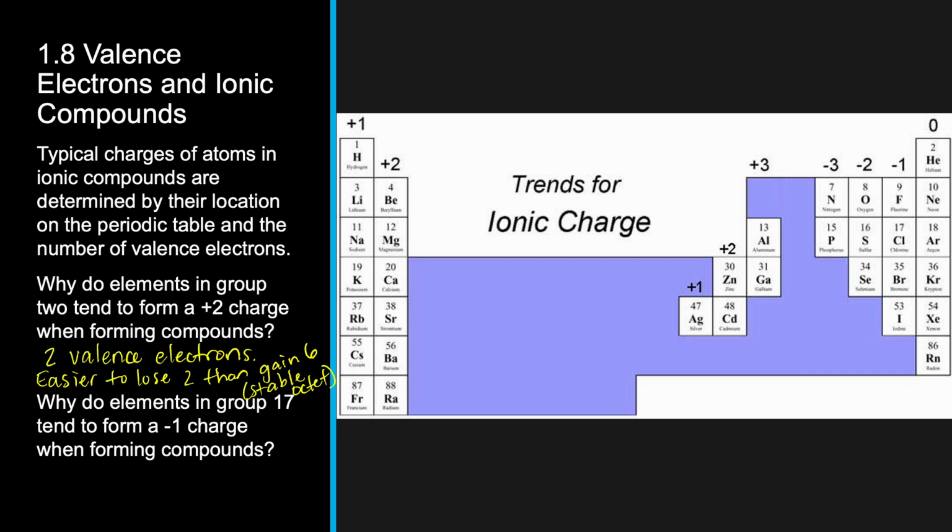And then the second question says, why do elements in group 17 tend to form a -1 charge when forming compounds? And that's because group 17 elements have 7 valence electrons. They only need 1 more to complete their outer shell, or their octet, so they just gain 1 more electron, and that is an extra negative charge. So that's why it has a -1 charge.